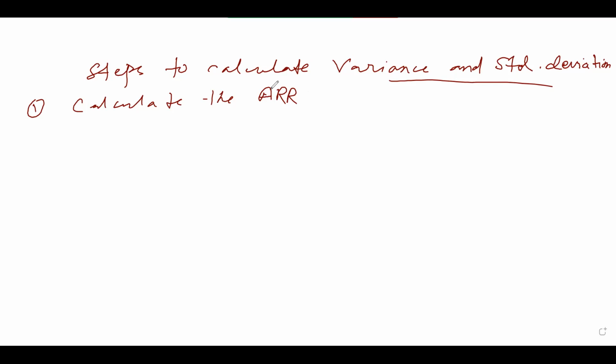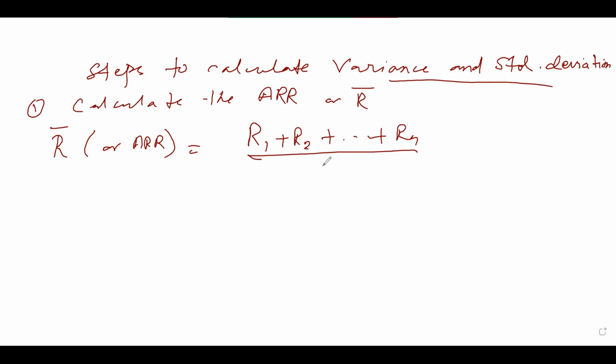Okay. So first is calculate the ARR, or it is also written as R bar. Where your R bar or your average rate of return is given as the summation of the returns R1 for the various years up to Rn, whole divided by n, where n is the number of observations. So this is 1 by n, and this is the summation of these Rt values, where t is changing from 1 to n. Remember, your t is the time period in which the return is occurring.